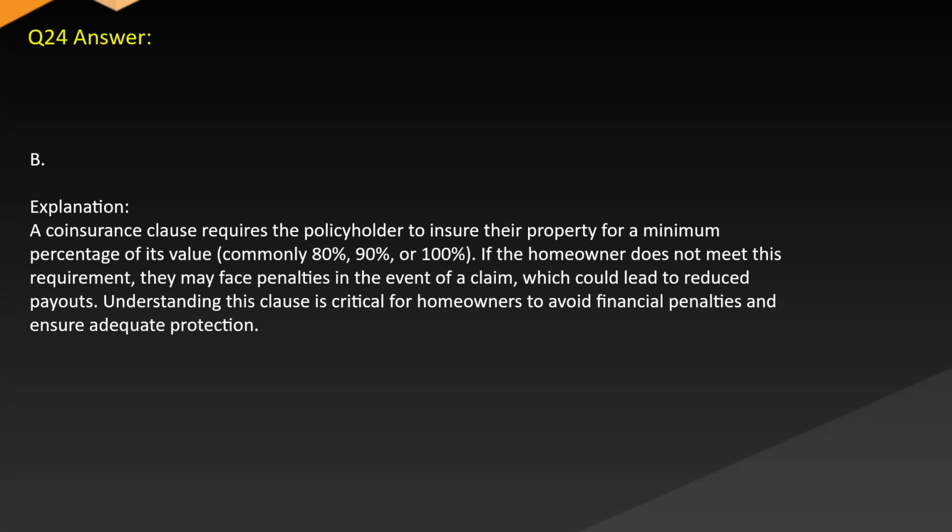Answer: B. Explanation. A coinsurance clause requires the policyholder to insure their property for a minimum percentage of its value, commonly 80%, 90%, or 100%. If the homeowner does not meet this requirement, they may face penalties in the event of a claim, which could lead to reduced payouts. Understanding this clause is critical for homeowners to avoid financial penalties and ensure adequate protection.